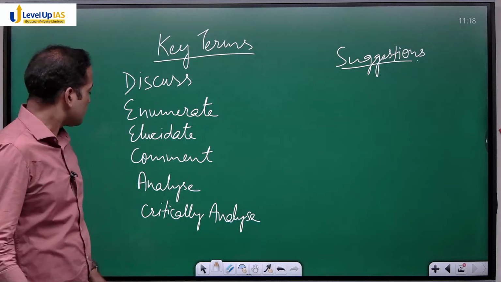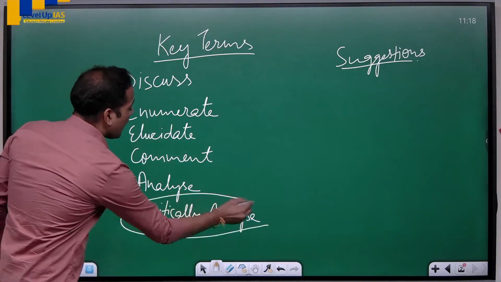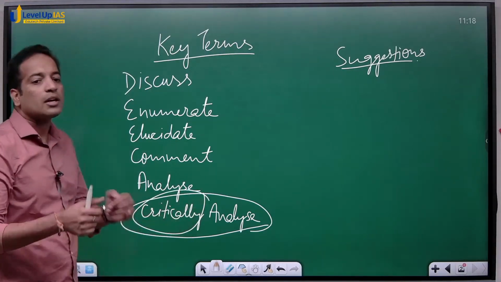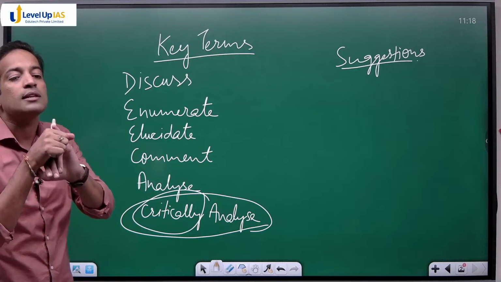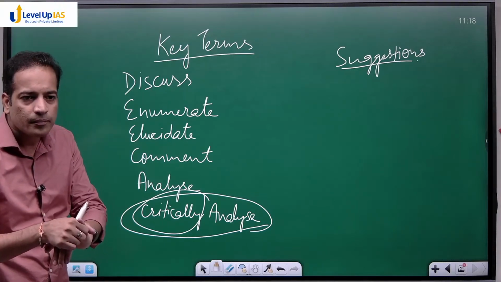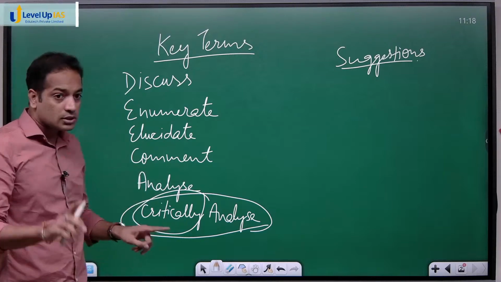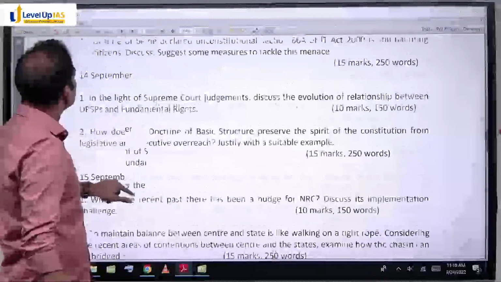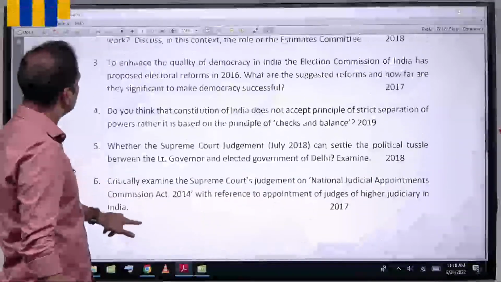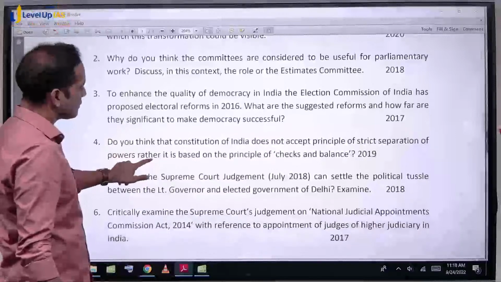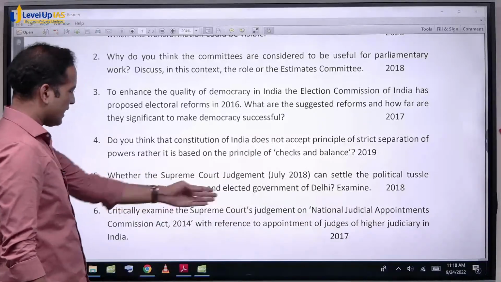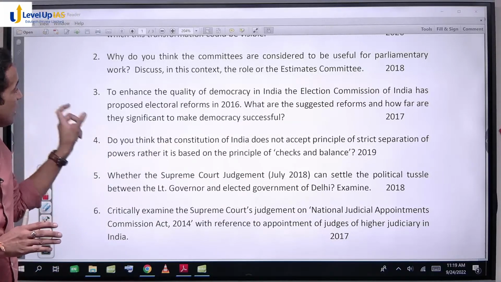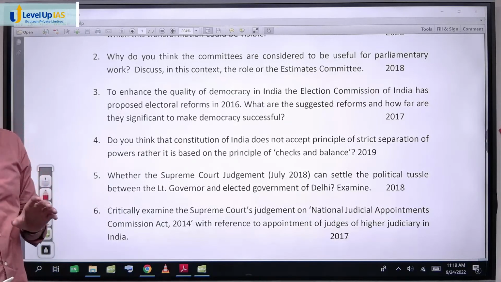Like you see, the term that troubles most of the students is this: critically. Critically comment, critically analyze, critically discuss. For this I have got some of the PYQs. Look at these PYQs; these are from different years, and I have written down the years. Just look at the nature of the question where this term critically has been used.